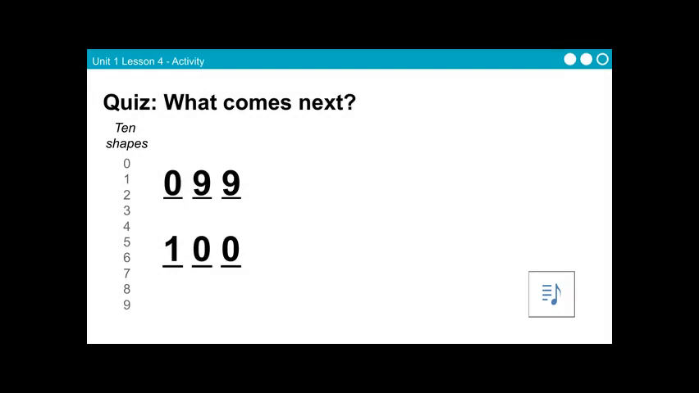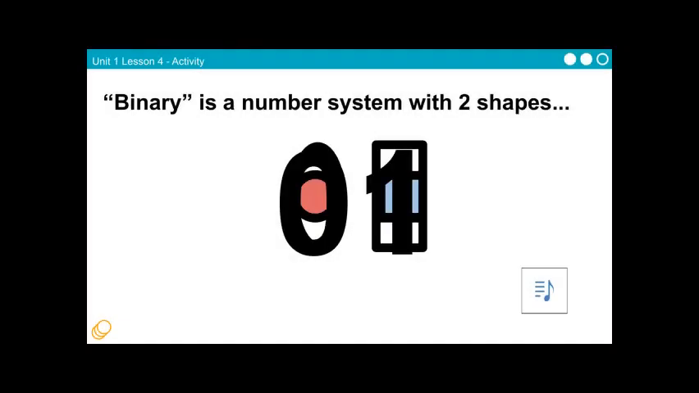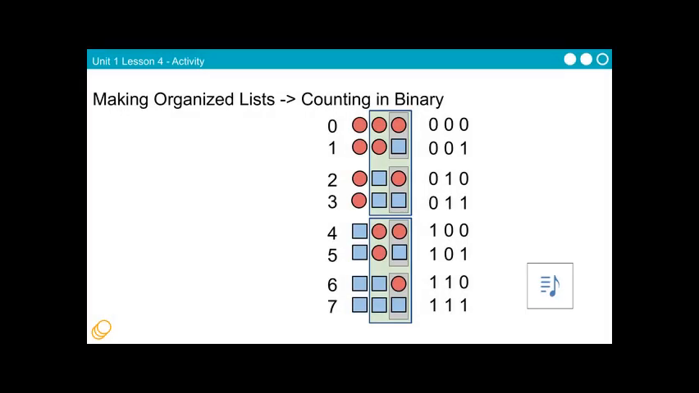A 100 is correct. As we've learned in algebra class, when we run up to the last shape, which is 9, we roll over back to 0 and add 1 in the next place to the left. This is the place value that we have used all our lives. So where is this heading? The binary number system is a number system with two shapes. Instead of shapes, we use zeros and ones. In this example, each pattern maps to a decimal number from 0 to 7.